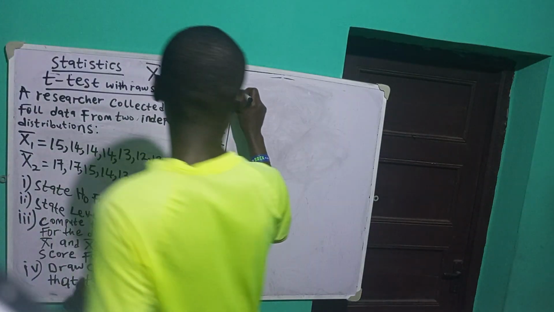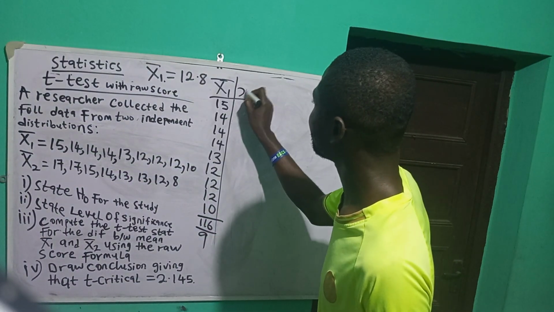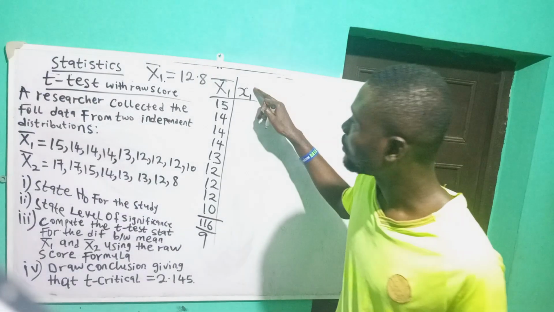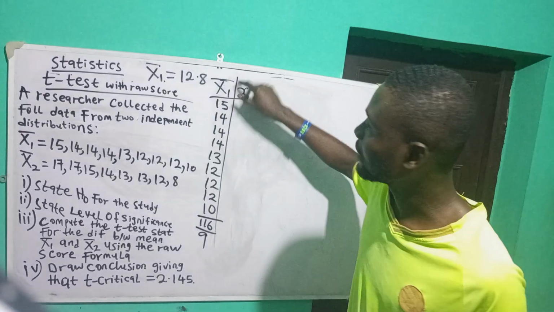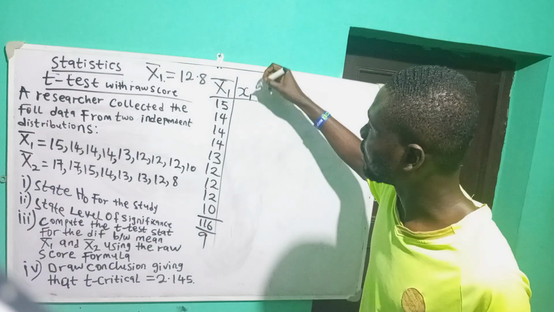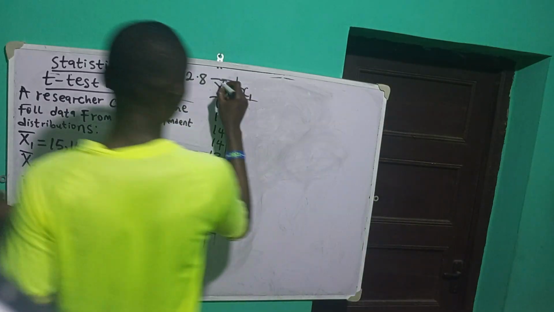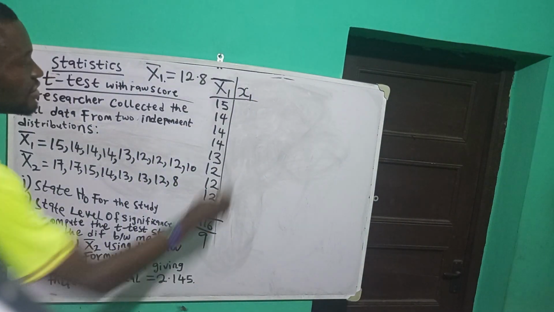So the next thing is to have what we call deviation from mean. As you can see, this is small letter x, and this one is capital letter X. Small letter x for this, and capital letter X for this one. So this is deviation from mean.